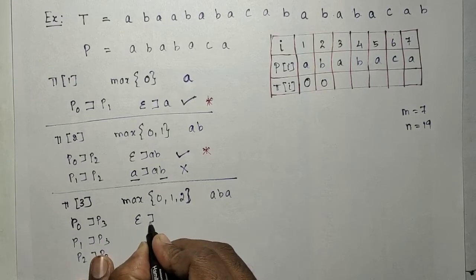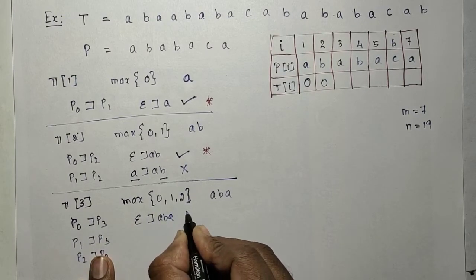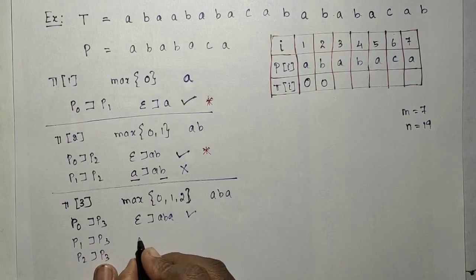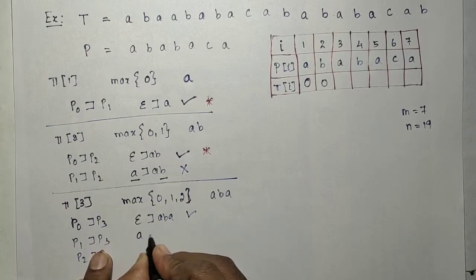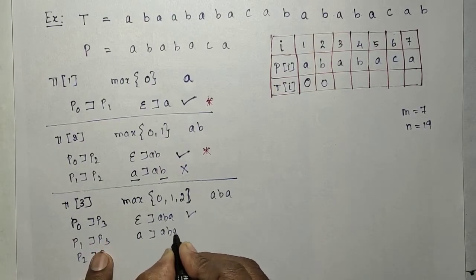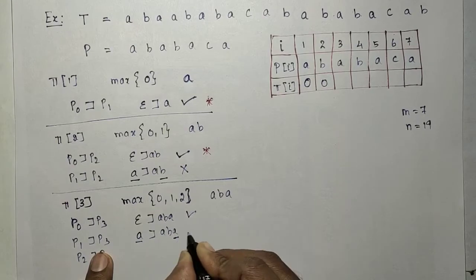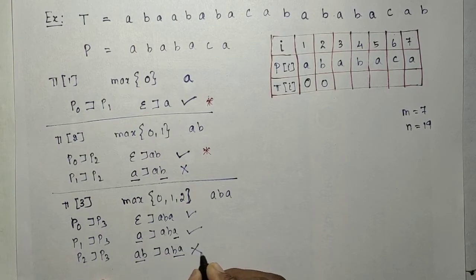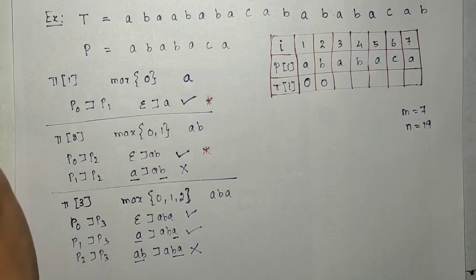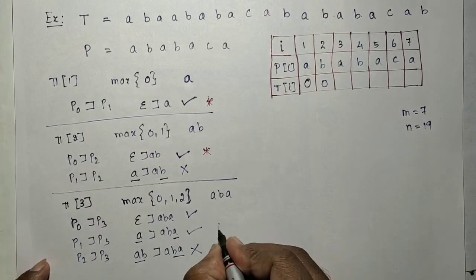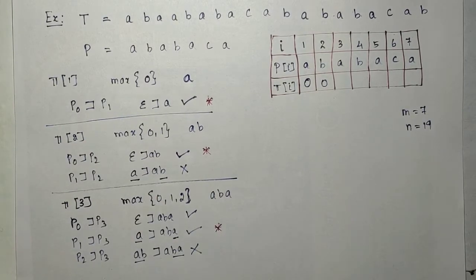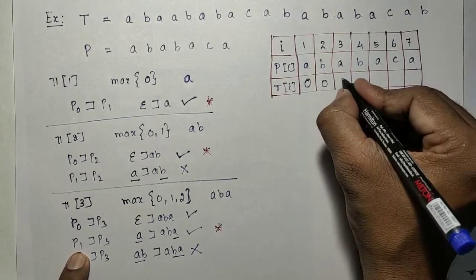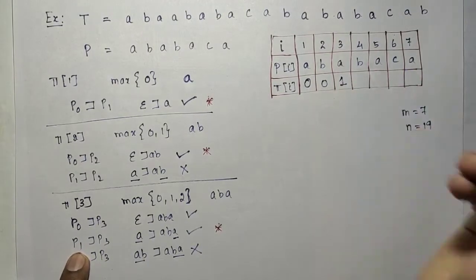P0 epsilon is a suffix of ABA, condition is true. And then first character A is a suffix of ABA, first and last, true. And then AB, first 2 characters, is a suffix of ABA? Last 2 characters, okay, it is not. So among these 2 we need to choose the maximum one, this one. So that value is equal to 1, so that needs to be filled for pi of 3.